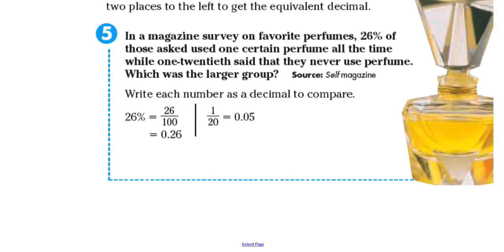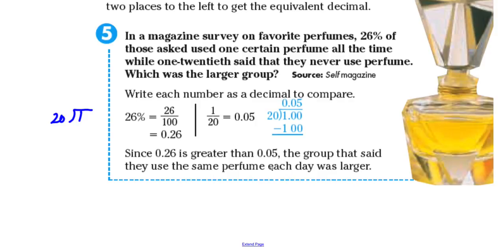We divided 1 by 20. 1 is in the house, divide that by 20, and you end up with 0.05. That's how we arrived at 0.05. And we simply compare 0.26 and 0.05, and this one is easy enough. Since 0.26 is greater than 0.05, the group that said they use the same perfume each day was larger. And that's the end of our lesson.